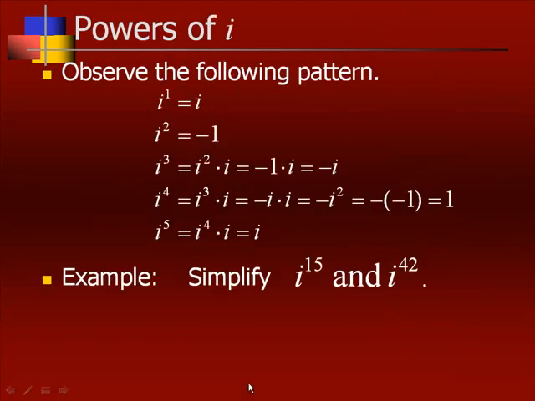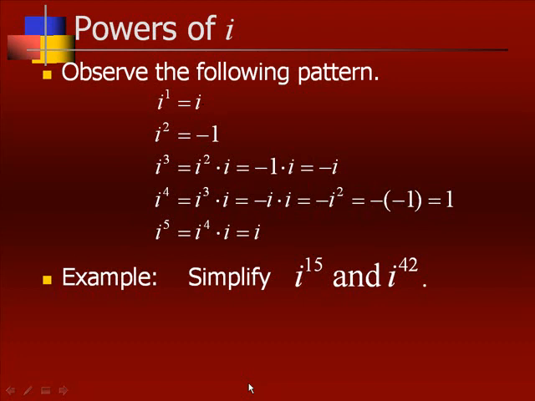Now, let's talk about different powers of i. i to the first is just i. We said i squared was negative 1. How would we simplify i to the third? Well, if you'll remember, that's i squared times i. i squared is negative 1, so that would give us negative i.